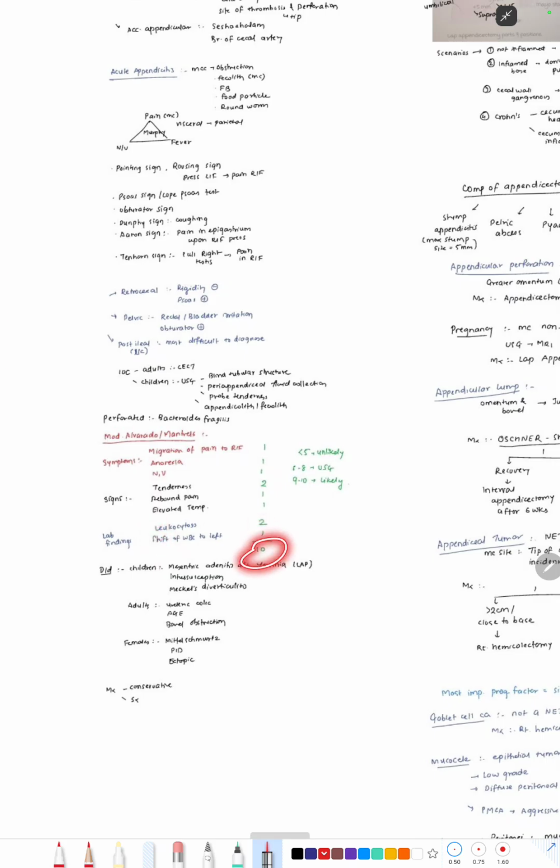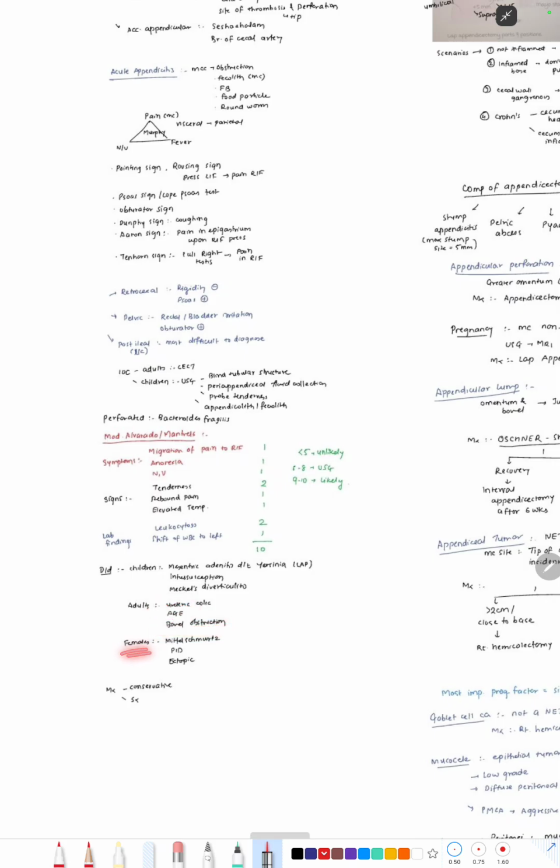So together 10 points. If it is less than 5, it is unlikely. If it is 5 to 8, then ultrasound is required. If it is 9 to 10, then it is very likely appendicitis. Differential diagnosis of appendicitis: in children, mesenteric adenitis due to Yersinia infection is the most common. Then intussusception, Meckel's diverticulitis. In adults, it is acute gastroenteritis, bowel obstruction, or ureteric colic.